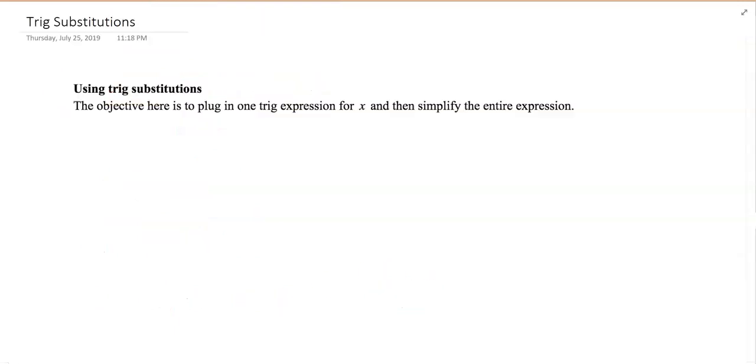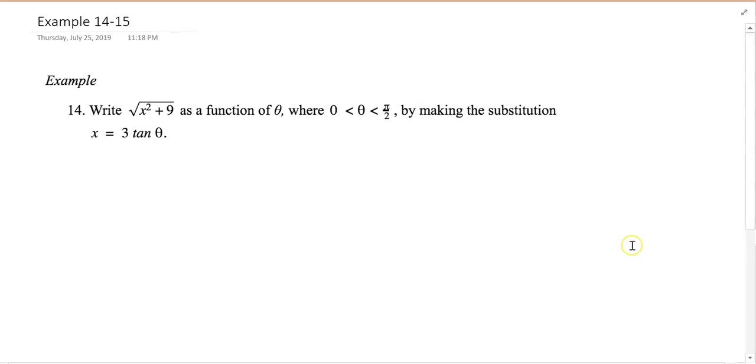And we're done. Now, about trig substitution. The objective here is to plug in a trig expression for x and then simplify the entire expression. So basically we need to get a trig expression and know what the identities should be for a particular trig expression, and then we can just plug in and simplify.